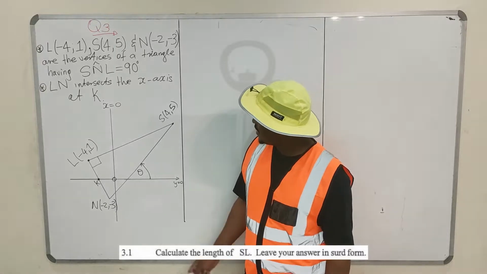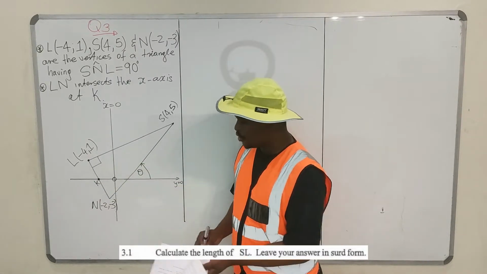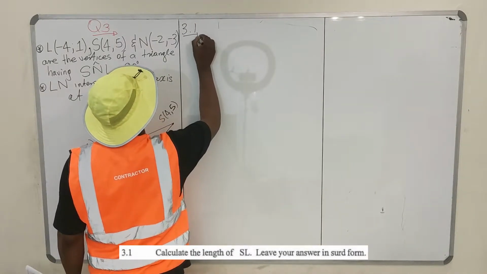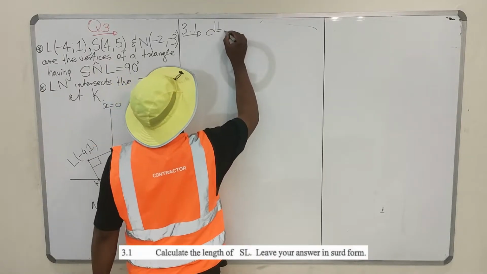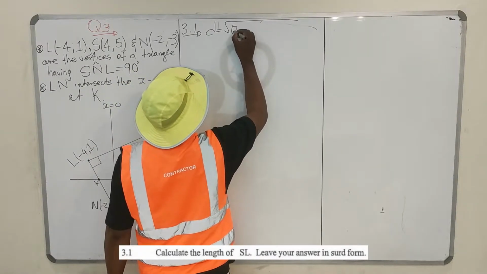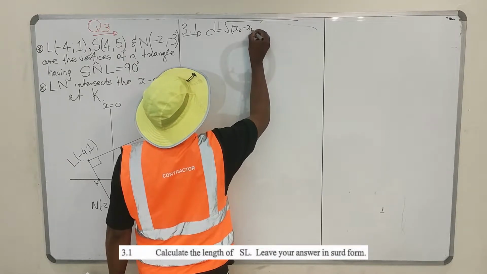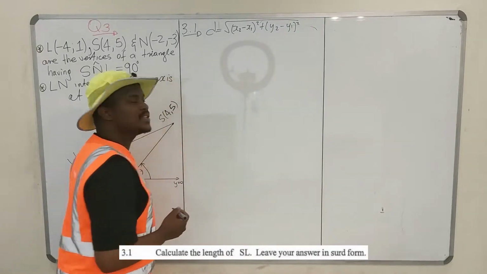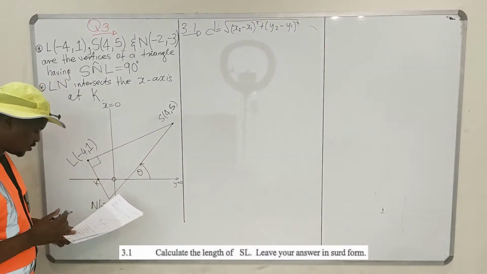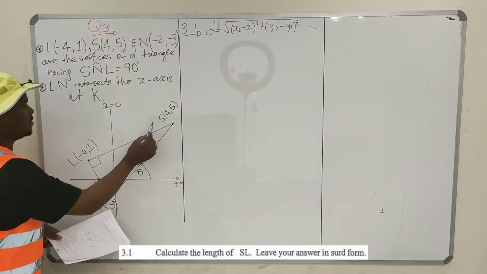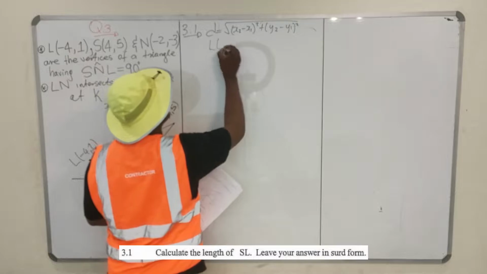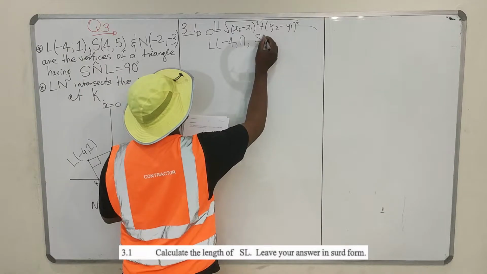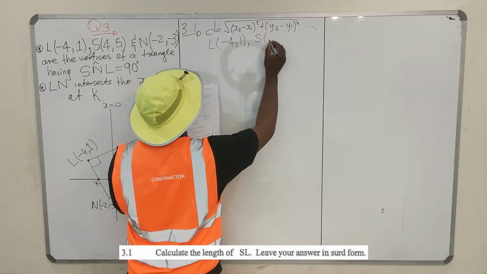They want to find the length of SL, which is this distance here. So you know how to find the distance. 3.1. The distance is equal to the square root of x1 minus x2 all squared plus y2 minus y1 all squared. So this is how you find the distance. So you need to find those coordinates. You want the distance SL. So the coordinates of L are minus 4 and 1. And the coordinates of S are 4 and 5.